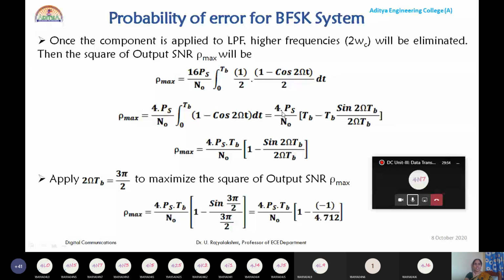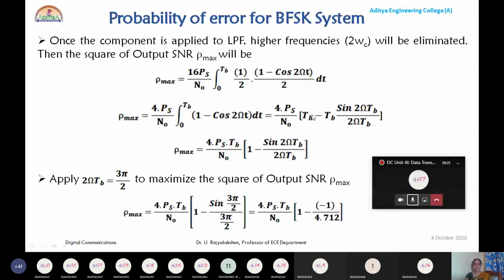So it is equal to 4 PS by N naught. Now please observe this equation. You have two terms, one is 1 and the other is cos 2 omega t. If you integrate 1 dt, you will get t as the first term, and if you apply the limits it will be TB minus 0. So that's why I directly represented TB here.